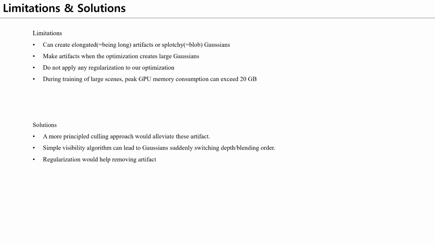Lastly, the limitation and solution of 3D Gaussian splatting. If you look at the rendered results, you can see that areas not given in the training data have artifacts in the form of long ovals or artifacts in the form of blobs. It's said that artifacts occur when large sized Gaussians are created during the optimization process. No regularization term was used in optimization.